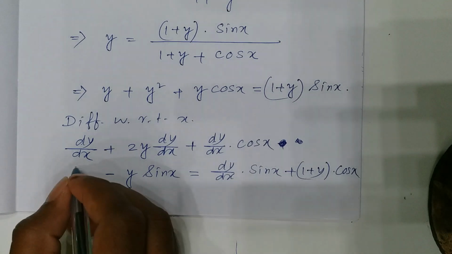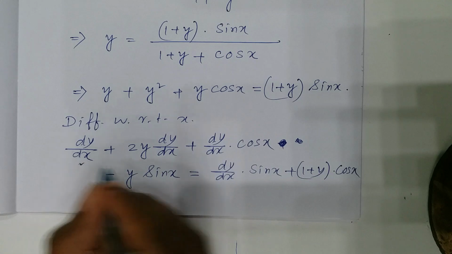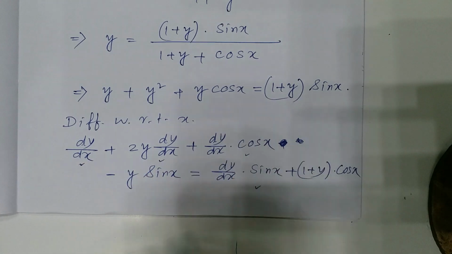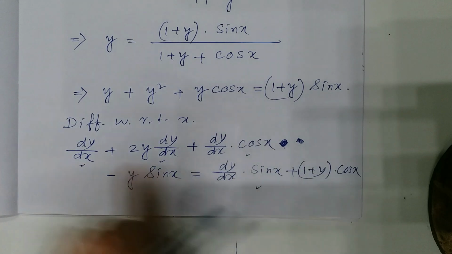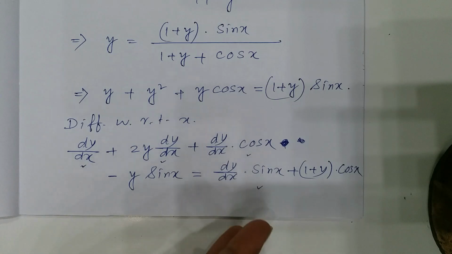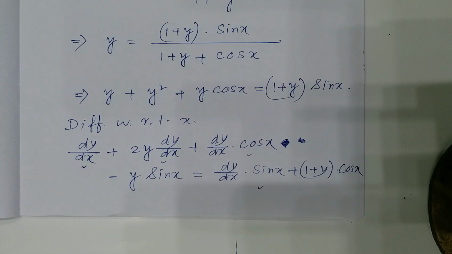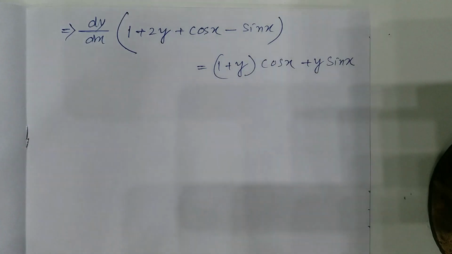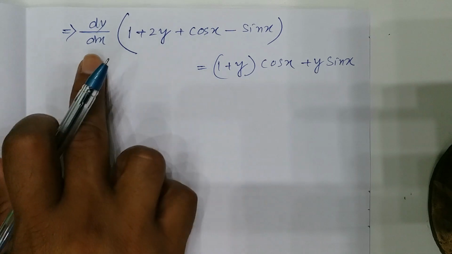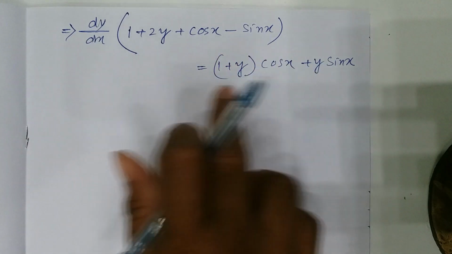Now you take the terms involving dy/dx. So this term, this term, this term, and this term, all terms involving dy/dx, shift to the left, and other terms should be shifted to the right hand side. So you see the next line. After shifting and taking dy/dx common, you will get this line.